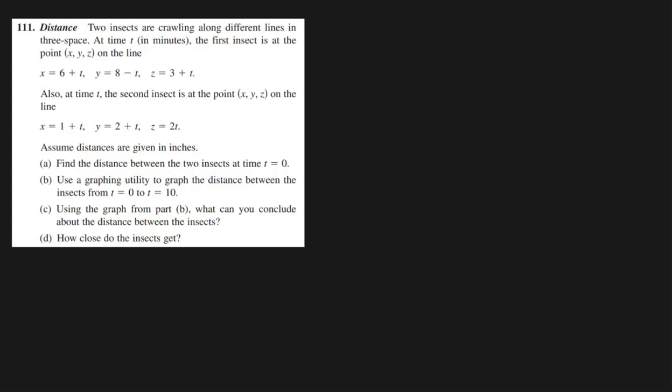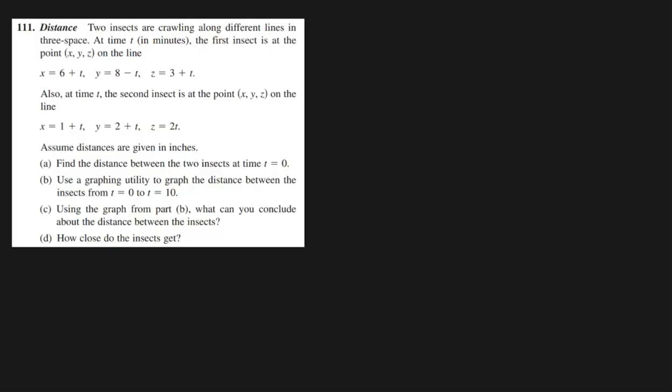Let's take a look at this question from Larson's calculus. We're given the equations of the movement of two different ants. So there's x over here and there's this one. And they're asking us to find a few different things. The first one is the distance between the two insects at time t equals 0.